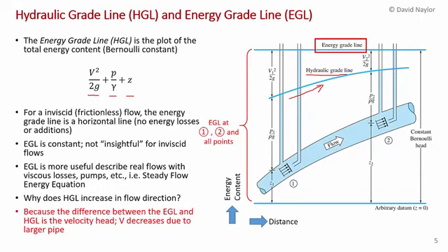The answer is because the difference between the energy grade line and the hydraulic grade line is the velocity head. So you can see here the difference at point 1 between the hydraulic grade line and the total amount of energy is just the velocity head, the kinetic energy per unit weight. And the same thing's true over here at point 2. That's the difference between the energy grade line and the hydraulic grade line.